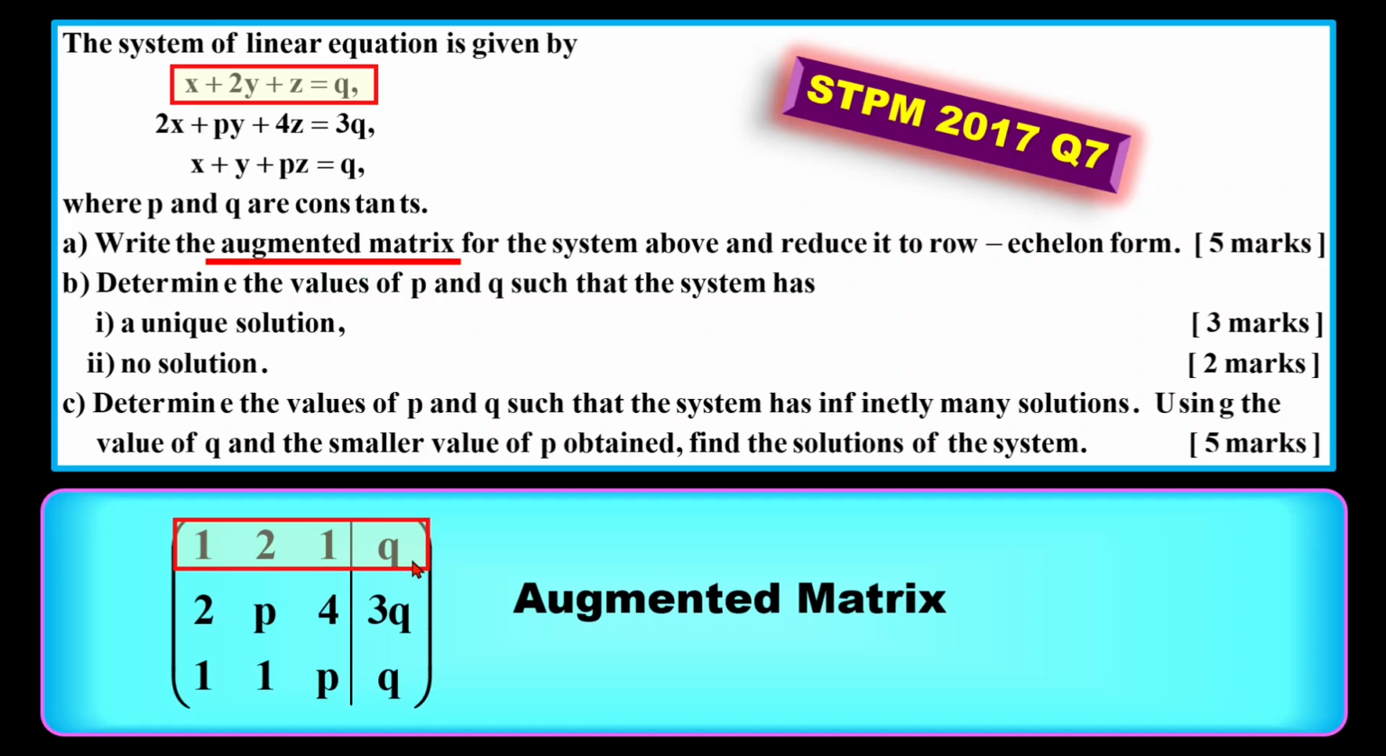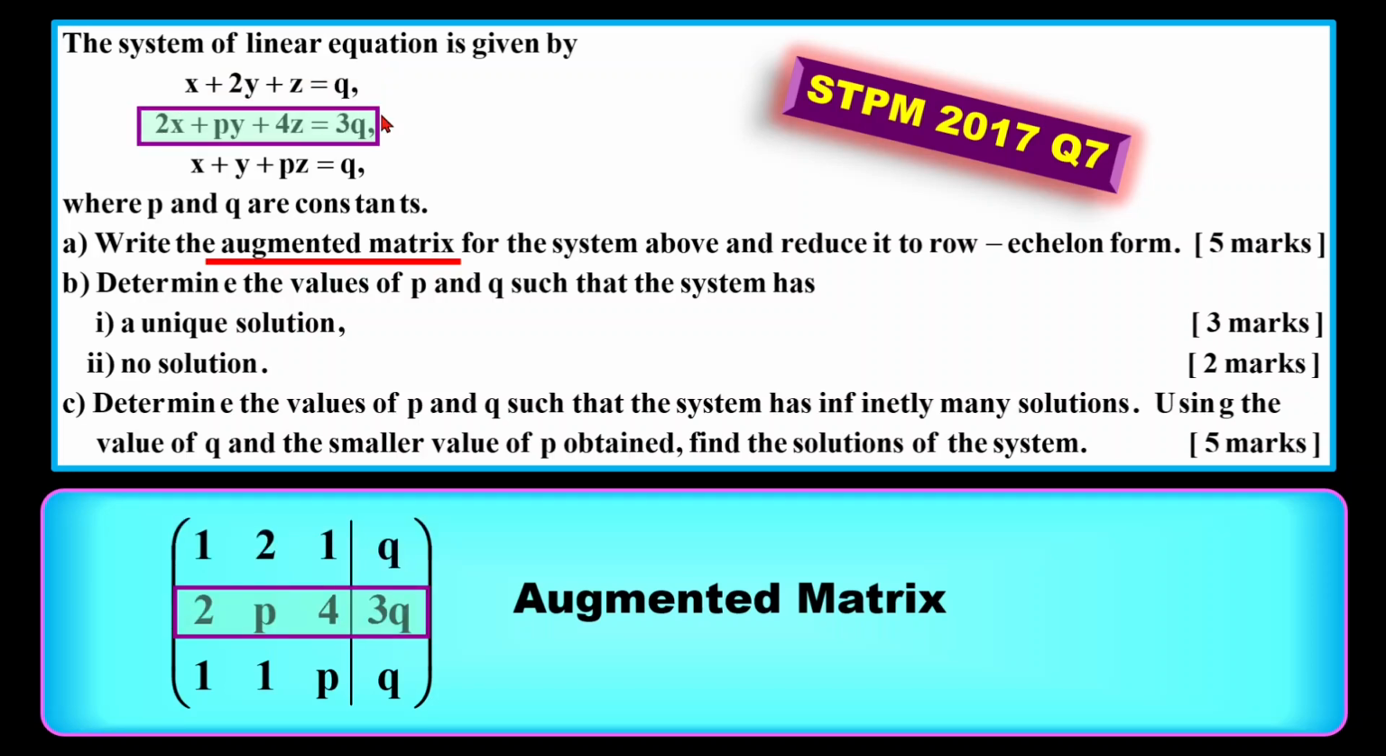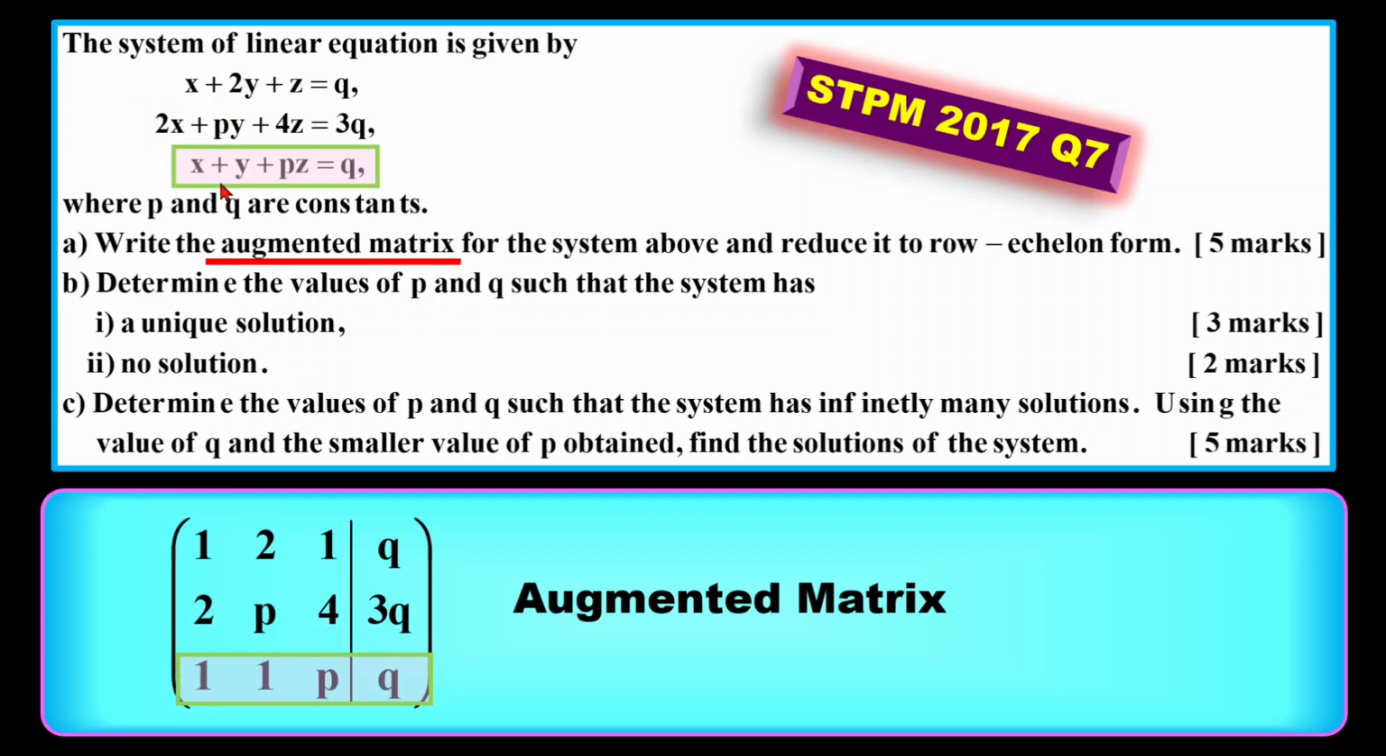Okay, once we are done with that, then we will go to the second row. So we have 2x, so we have 2, then we have py, so we have our p there, and then we have 4z, then we write 4. And then, of course, our answer is 3q here, so we will end it with 3q. And that goes the same for that last row. All right, so we have 1x, 1y, and we have pz, so we have a p here, and then equals to q, and we have our q here. So once that is done, then our augmented matrix is now ready.